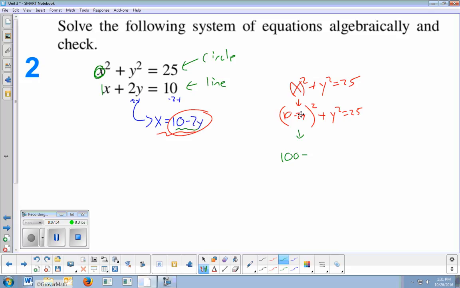But the mental shortcut is: square the front, times each other double. So times each other would be negative 20y. We double it to negative 40y. And square the back. Negative 2y times negative 2y would be positive 4y squared. Plus y squared equals 25.